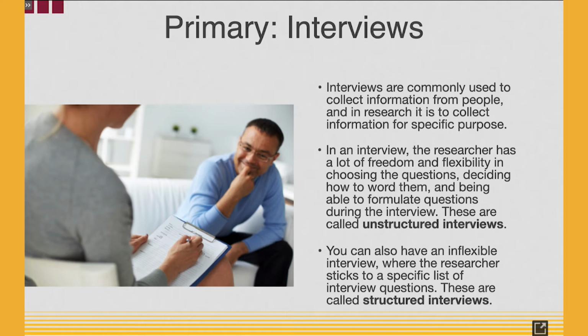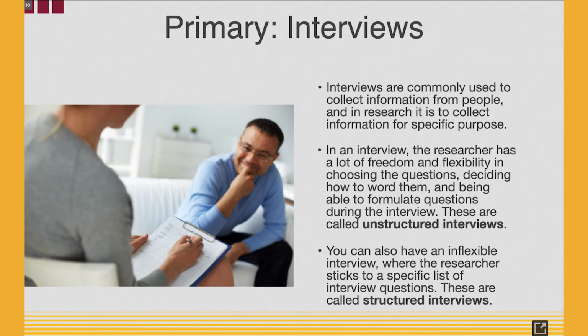One type is that in which a researcher has a lot of freedom and flexibility about the questions, how to word the questions, and actually being able to come up with new questions that occur to them during the interview and being able to ask those. Those types of interviews are called unstructured interviews. So it's sort of just kind of what happens, and the information gets recorded.